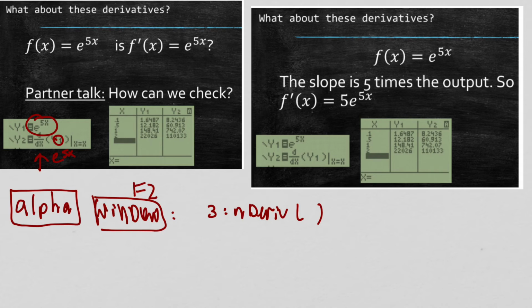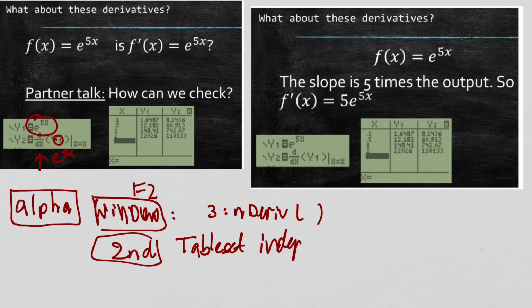Now I need to see the table. So how do I go to the table? Let's quit out. You're going to press second, table set, which is the window button. And you want to set it where the independent variable you're going to ask. Enter on there. Dependent should be auto, so it gives you the answer.